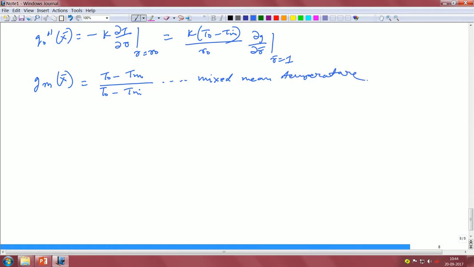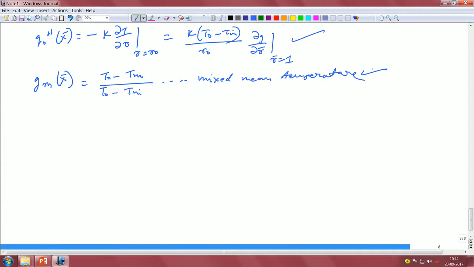This is the mixed mean temperature. So, this is Gm(x), which is basically nothing but the mean temperature. What we have done is substitute T by Tm. That is the only thing. So, we are calling that Gm. Okay. And this is the heat flux and this is the mixed mean temperature, right.